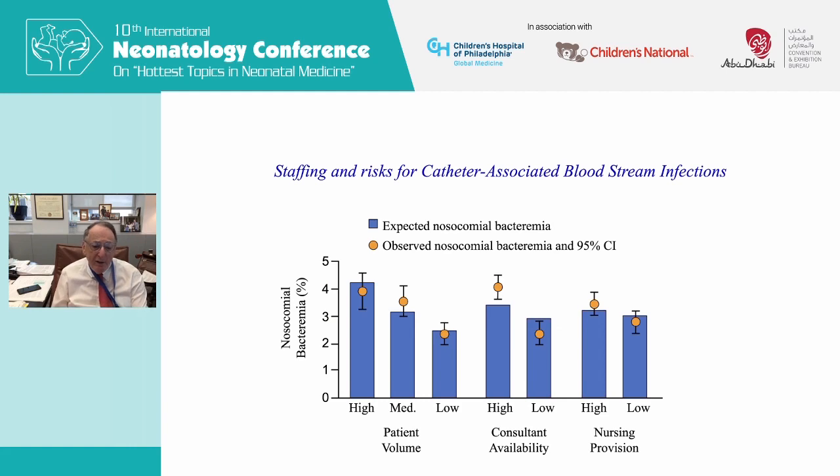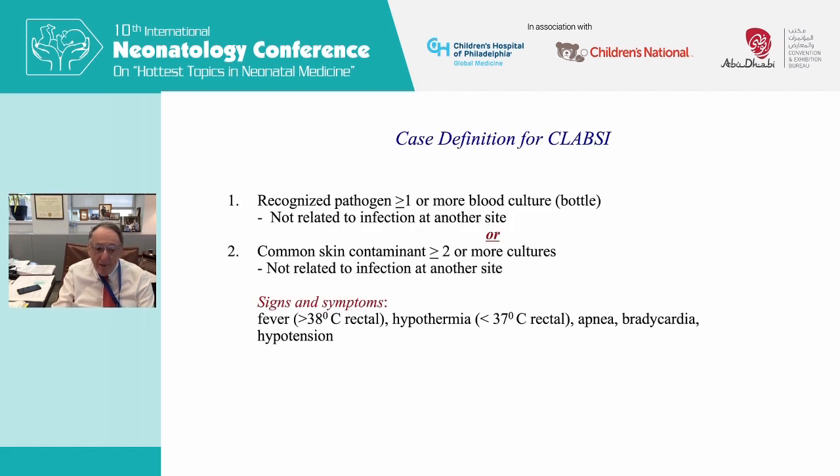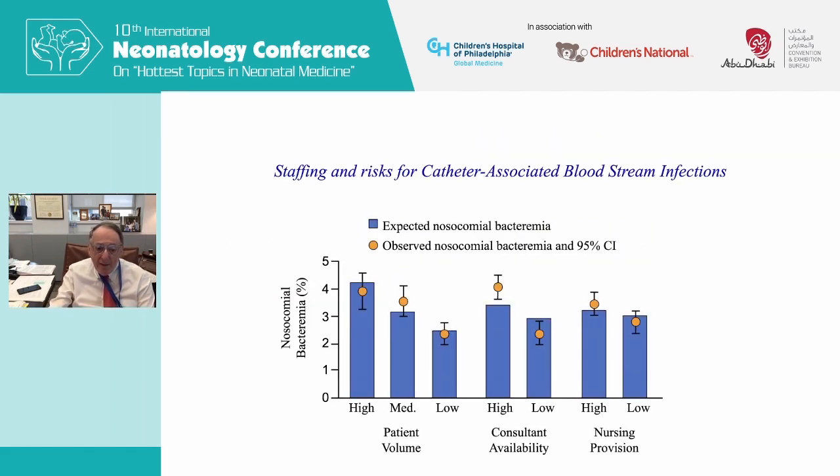This is a survey study from the United Kingdom of about 85 NICUs throughout the UK. And they looked at nosocomial bacteremia, which is shown on the y-axis, shown over here, and looked at three outcomes, they looked at patient volume, consultant availability, and nursing provision. So in units with high patient volume, shown on the left side of this slide, there were more infections that probably took care of sicker babies.